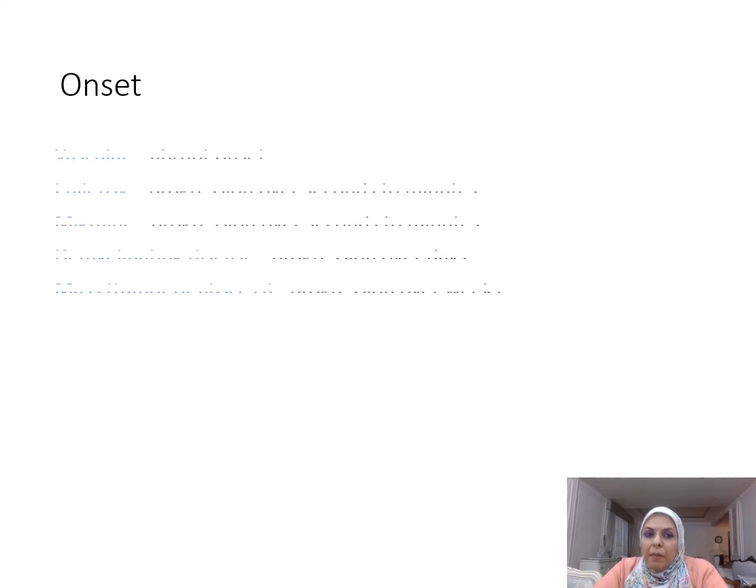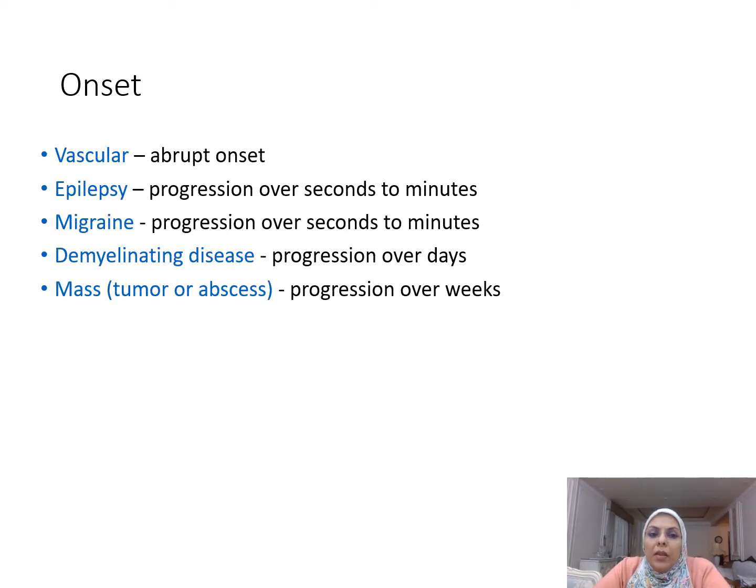To assess the patient properly, we should take the history, the onset of this condition. Is it vascular? Is it with an abrupt onset? Is the patient known to be epileptic or not? Does he or she have migraine? Does he suffer from any demyelinating disorder? Or is there a space-occupying lesion in the brain with a gradual onset and progressive course for months or weeks? This might denote he has a CNS lesion.